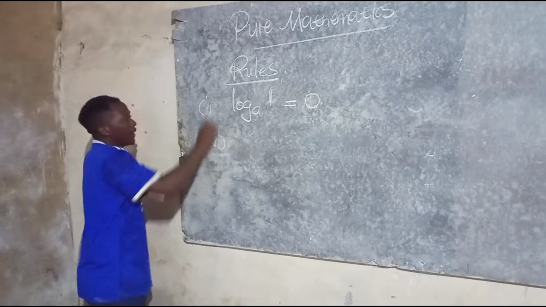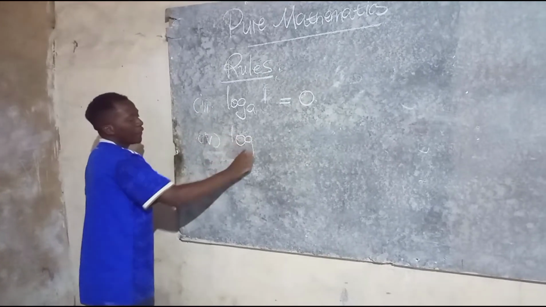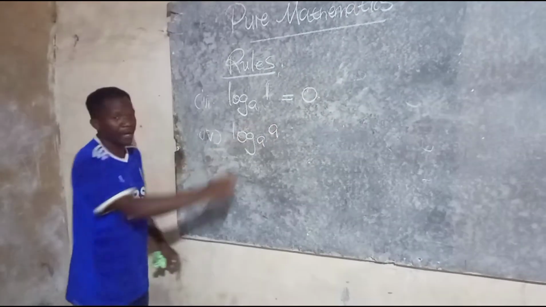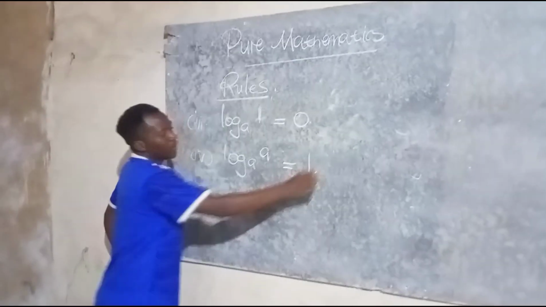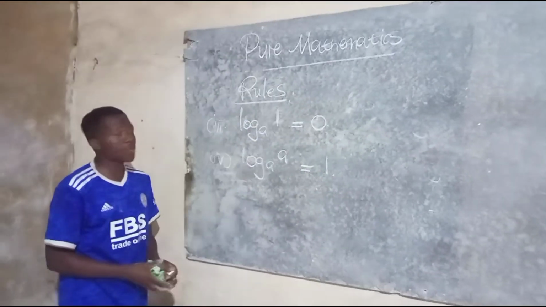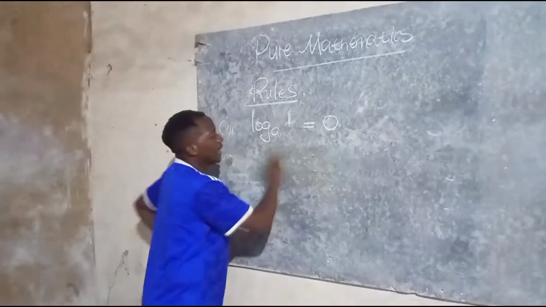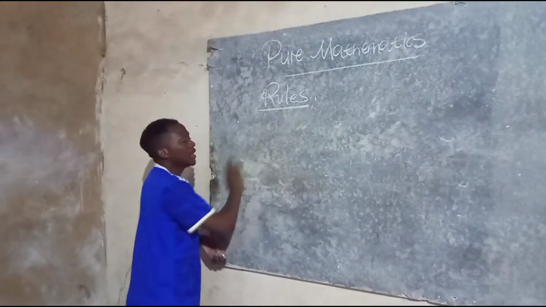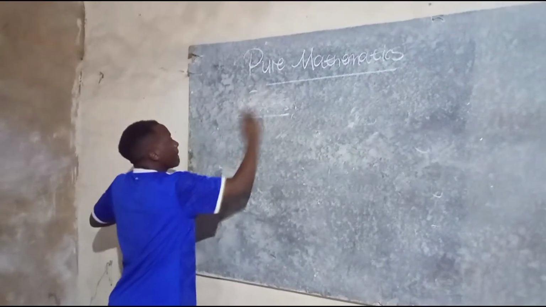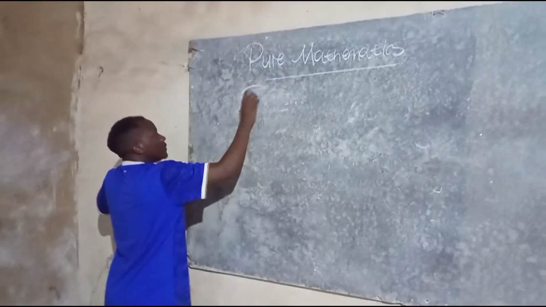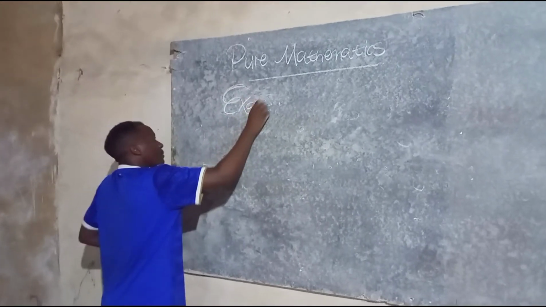Then we can talk about the fourth rule, where we say if we have log to the base a of a, log of the same base is always 1. So these are some of the rules we should know if we are dealing with logarithms. Now, let's say we have some examples here.